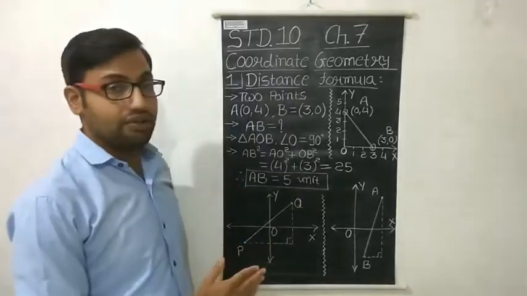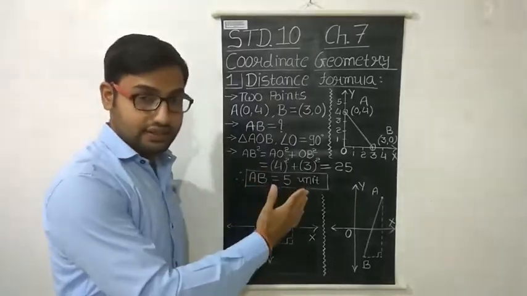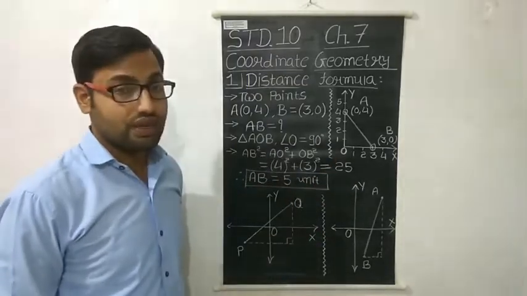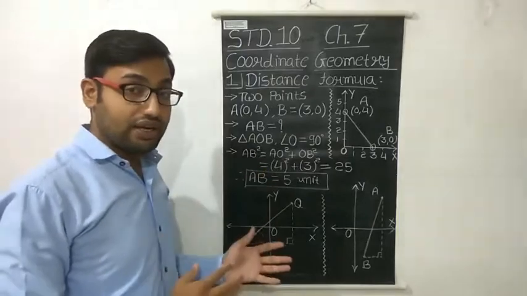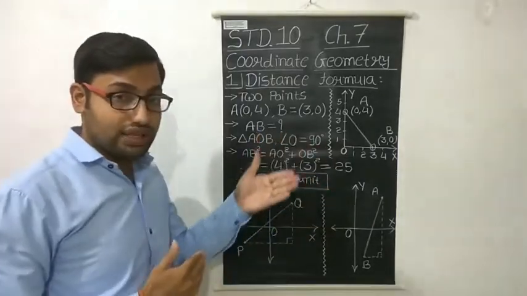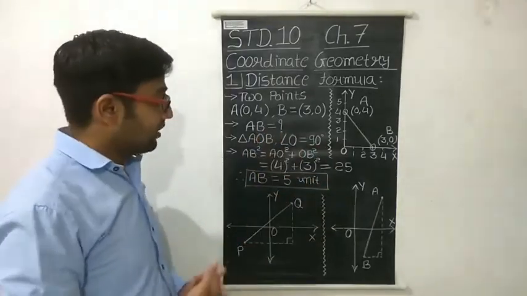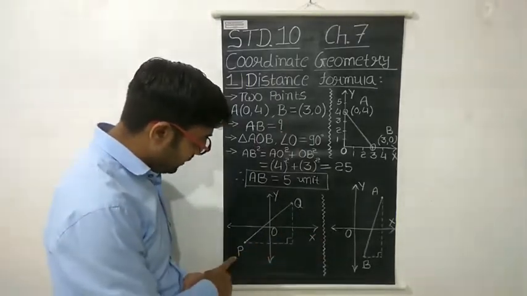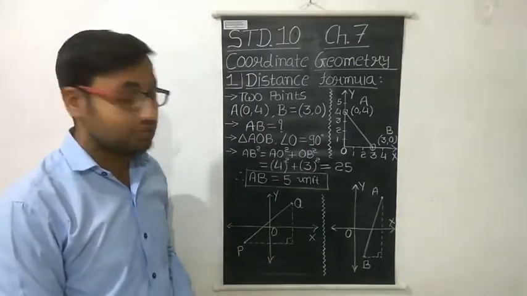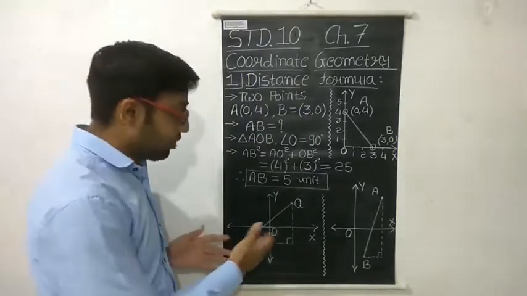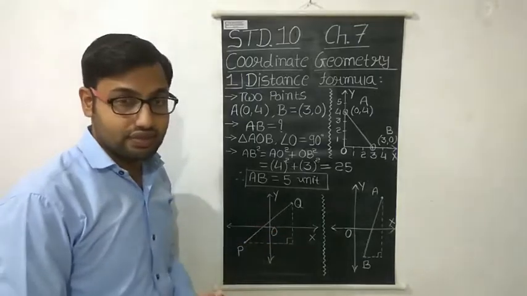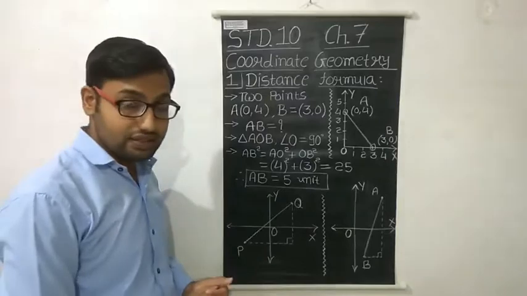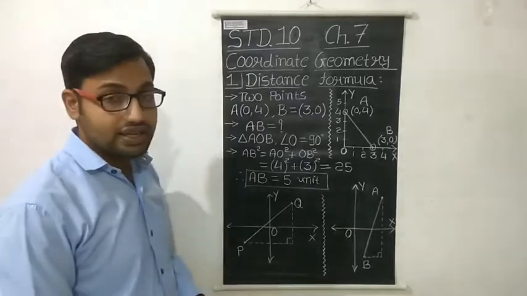So it is easy when the 2 points are on the axis. Then it is easy to find out the distance between those 2 points. But it is not the case every time that both the points are on the axis. Let us see these two situations. In this situation, the point P is here and point Q is here. Now how to find out the distance? Both the points are not on the x or the y axis. So how to find out the distance in this case?